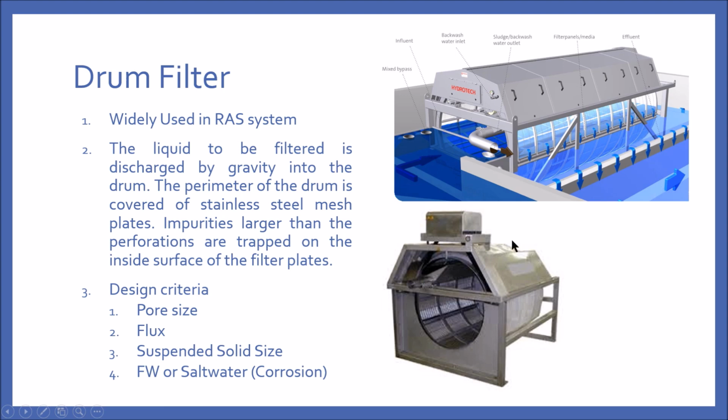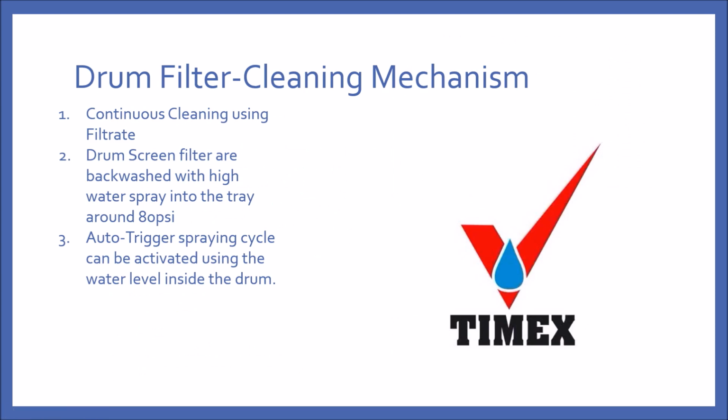Here we can see how a typical drum filter looks. As you can see, dirty water enters the drum filter via the center, and the drum slowly rotates while the clean water is filtered out through the mesh. Any filter will eventually clog up over time. However, the drum filter has a continuous cleaning method, as the drum is backwashed with a high-pressure water spray using the filtrate. Sometimes an auto trigger can also be activated using a water saver in the drum. I'll now show you a quick animation of how a drum filter works.